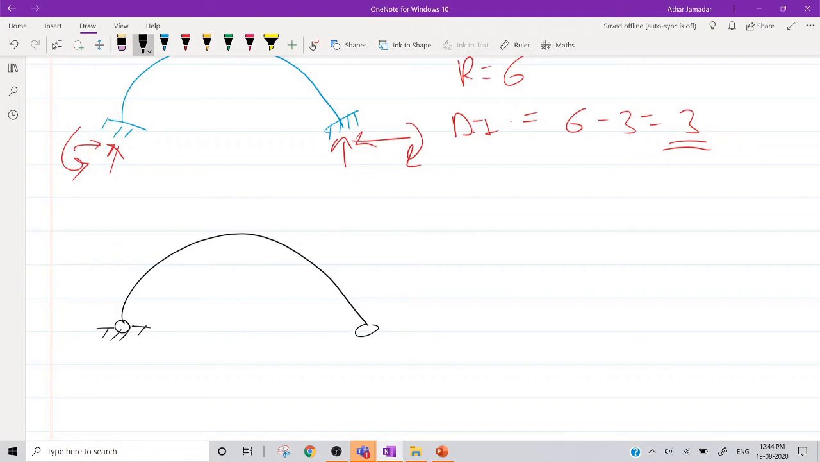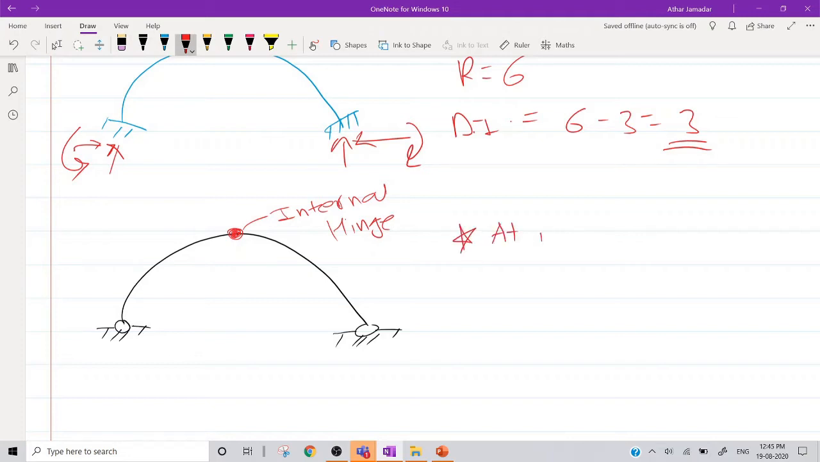A two hinge arch, which is supported by hinge supports on both sides, and in addition to this, at the crown one internal hinge is provided. So this is known as an internal hinge. What is the property of this internal hinge?